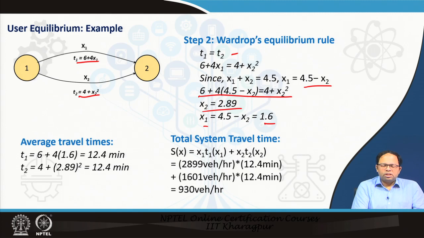So now I put these values in my travel times, and we estimate travel time 1 is equal to 6 plus 4 into 1.6, which comes to 12.4 minutes, and T2 is equal to 4 plus 2.89 square, which also comes as 12.4 minutes. So that means this is the equilibrium time. That means this is the travel time taken in these two routes.